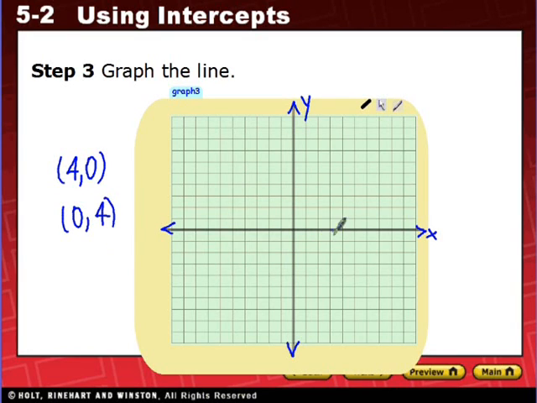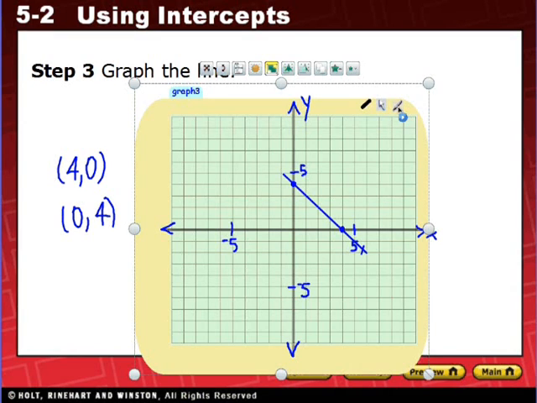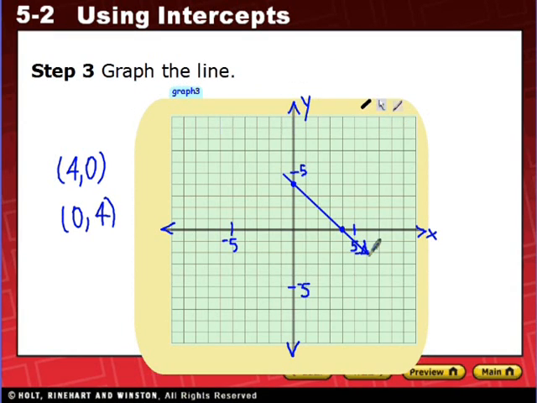1, 2, 3, 4, 5. We still need to mark off what we count by. 1, 2, 3, 4, 5. And our points go at 4, 0 and 0, 4. And then we take our ruler and we draw a nice straight line through our points. And then we put arrow tips on, and we're done.